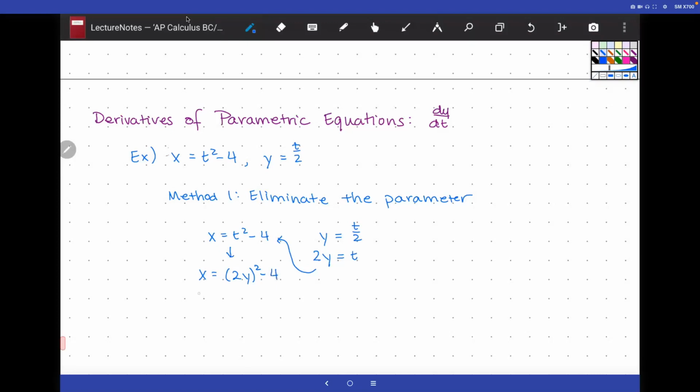I'll see if I can clean it up. So 4y squared minus 4. And hey, if you think about that, doesn't that make a parabola that opens to the right? That's actually also another strategy for graphing the parametric equations: rewriting it by eliminating the parameter and then looking at this graph. All right, so we got that.